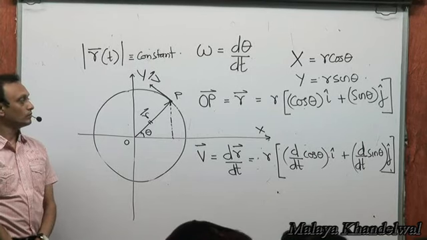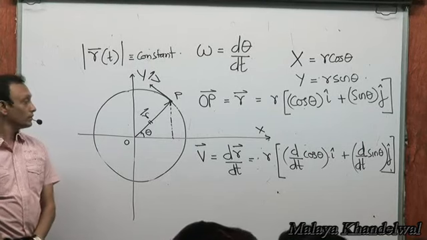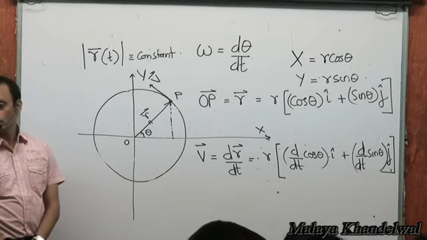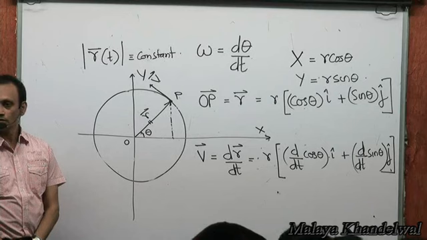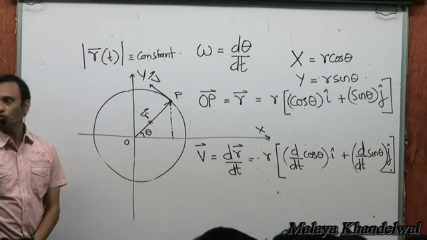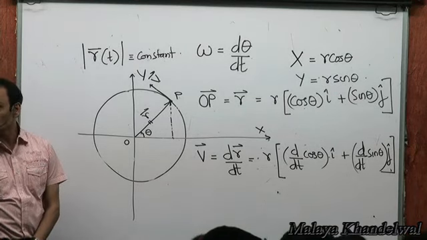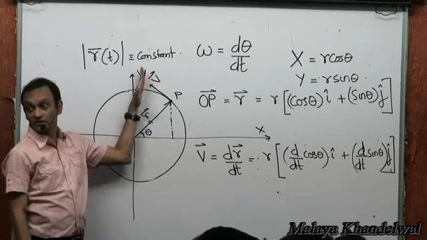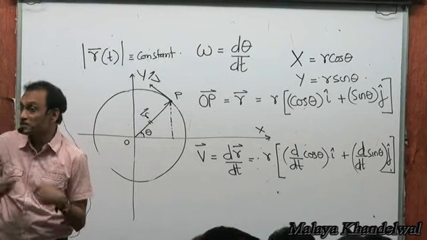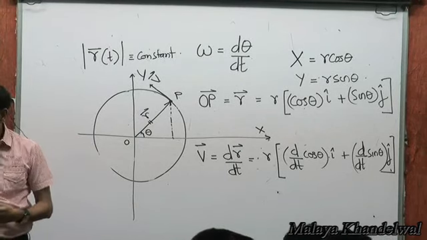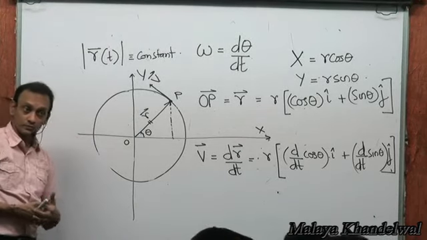Sorry? Why is it d dt of r, vector r? Because it is a radius, so it is a constant. No, mod of r is a constant, but r is not a constant. This vector is changing with time, isn't it? Its magnitude is remaining constant, but the vector per se is not constant. Right? Is it not?